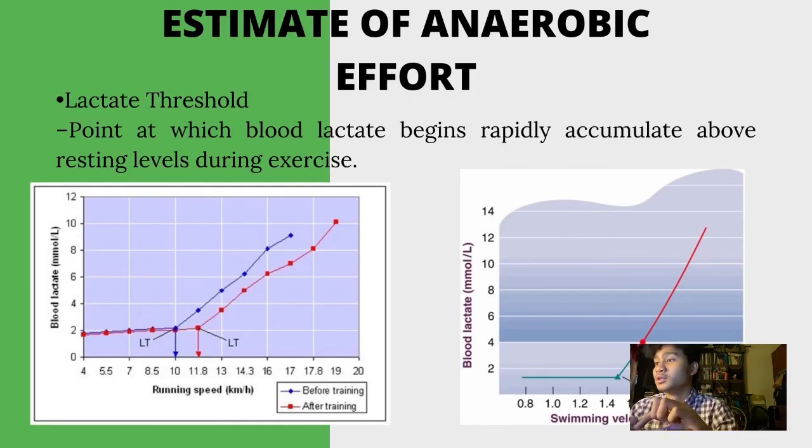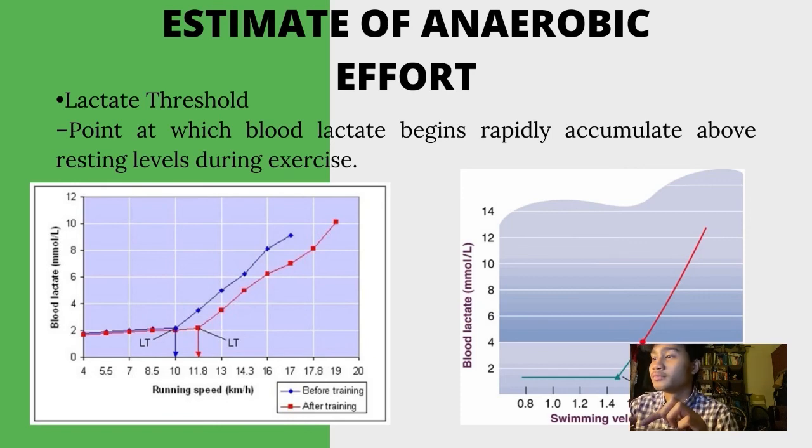We go to the estimate of anaerobic, where you can see the lactate threshold. Lactate threshold is the point at which blood lactate begins to accumulate repeatedly above resting level during exercise. So you can see the graph. During increased intensity, when they reach some point, you can see the blood lactate will spike or escalate.